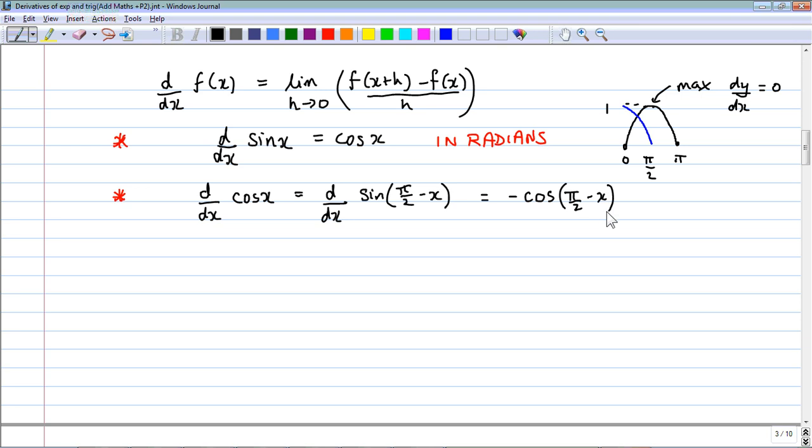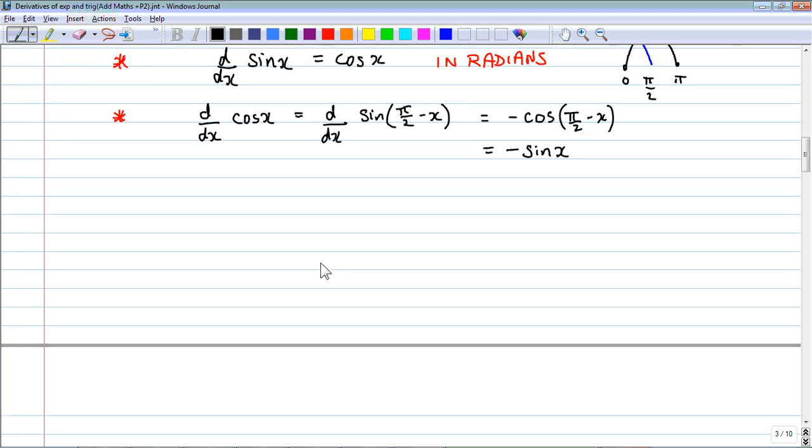Do you see why that's true? Well, because we can use the chain rule. This is a linear function of x. So just take the constant multiple minus 1 outside. Now cos of pi over 2 minus x is just sin x. So the answer is the derivative of cos x is minus sin x. And you could also prove that using a limit formula if you prefer, but it's obviously more difficult.